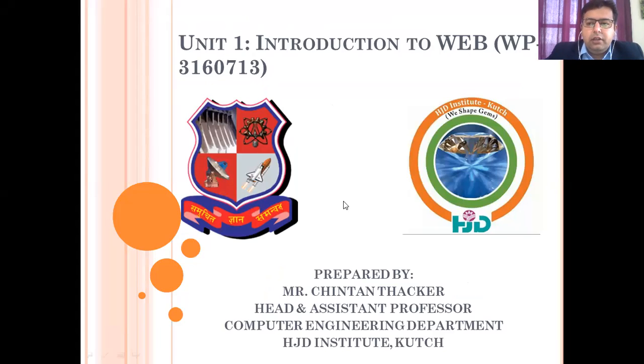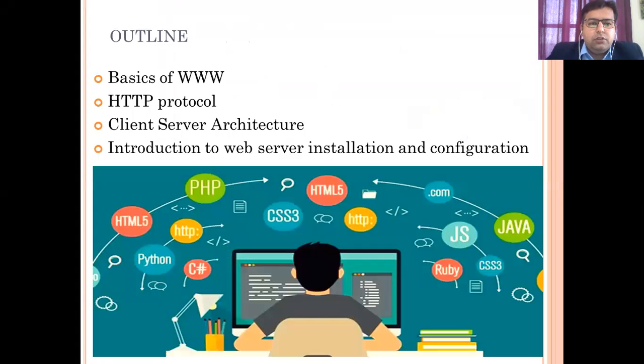Okay, so as we have seen in the subject introduction, the name of the subject is web programming with the subject code 3160713. The same you will see in your GTU syllabus also. In this unit, we have to see the following topics. Just see the outline. There are four topics we have to cover. The first one is basics of www, the second one is HTTP protocol, the third one is client server architecture, and the fourth one is introduction to web server installation and configuration. So these four topics we have to see in unit number one.